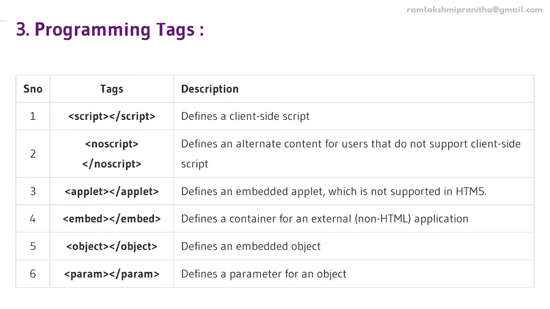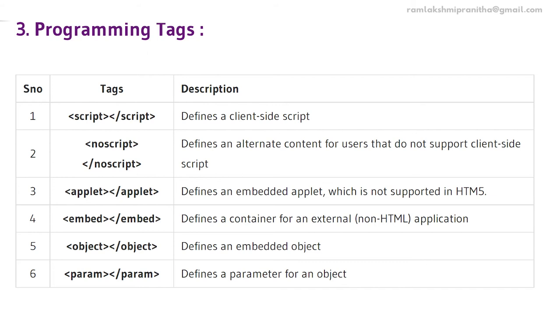3. Programming tags. Let us learn some of the programming tags. 1. Open and closed script tag. Script tag defines a client-side script like JavaScript. 2. Open and closed NoScript tag. NoScript tag defines an alternate content for users that do not support client-side script. 3. Open and closed applet tag. Applet tag defines an embedded applet, which is not supported in HTML5.